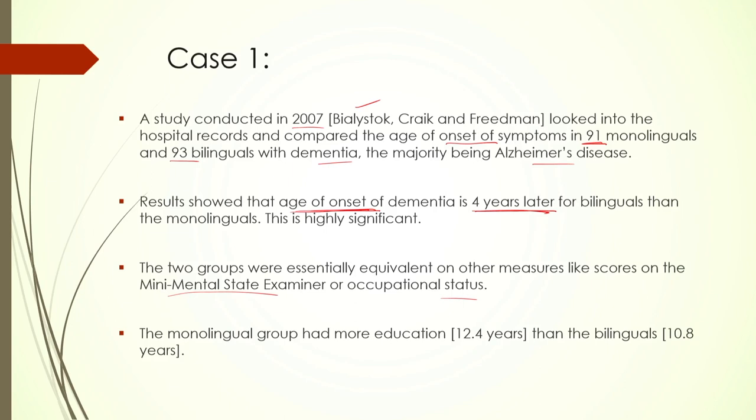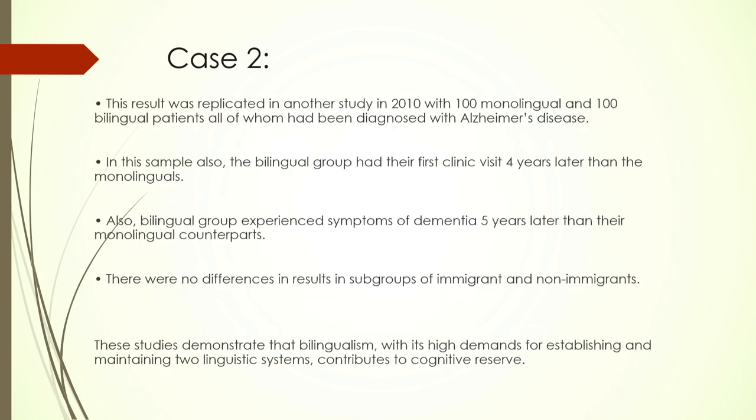Another interesting thing in this particular study was that the monolingual group had higher education in comparison with the bilingual group. So, even though the monolinguals had higher education, the bilinguals were showing better immunity in the face of Alzheimer's and dementia. In another study, done in 2010 with 100 monolingual and 100 bilingual patients, all of whom had been diagnosed with Alzheimer's disease.